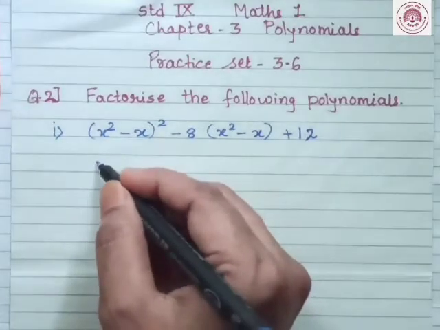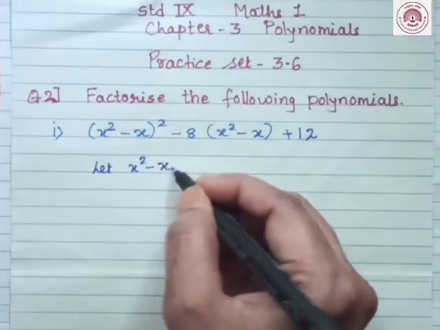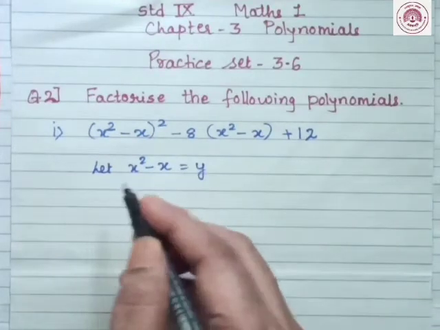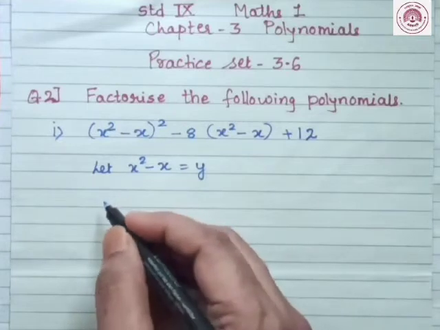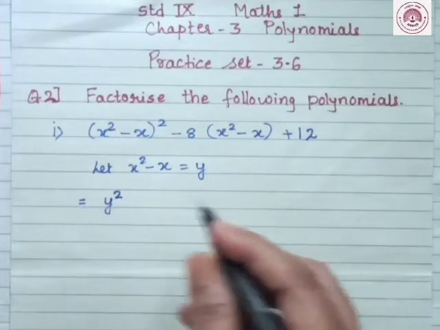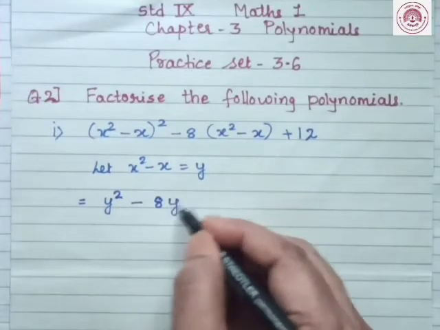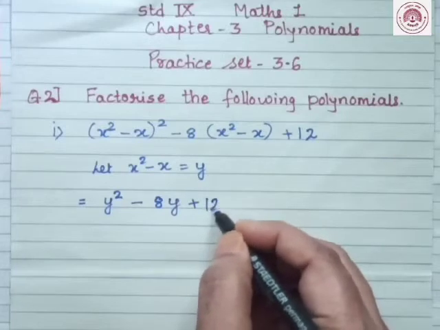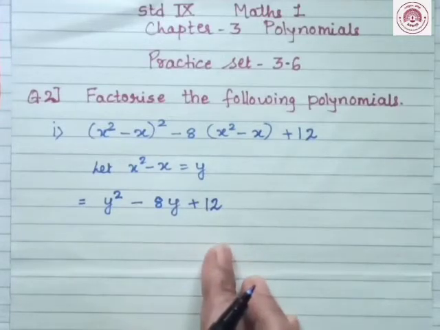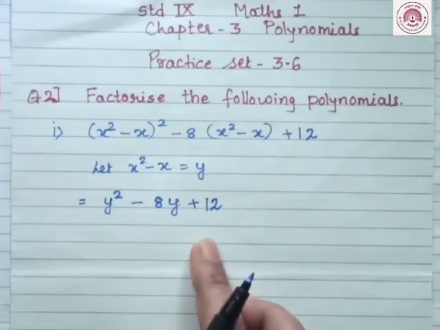Let x² − x = y. Let's substitute in the given polynomial. So y² − 8y + 12. Now this has become a quadratic polynomial and we will find out its factors using the middle term split method.